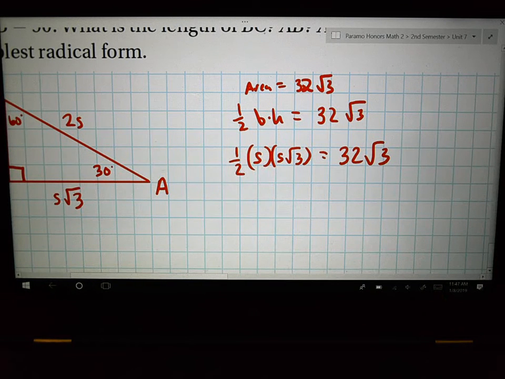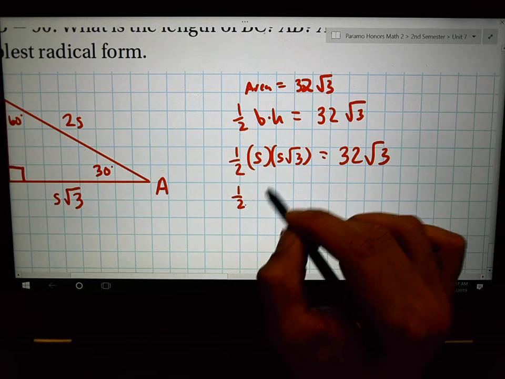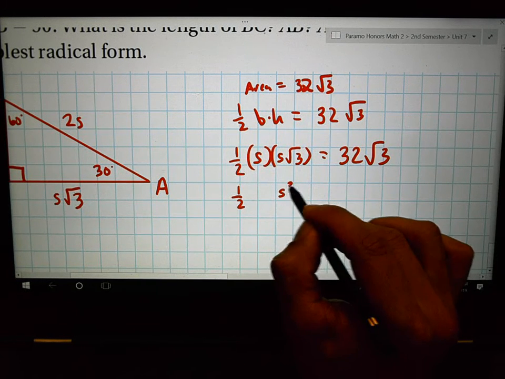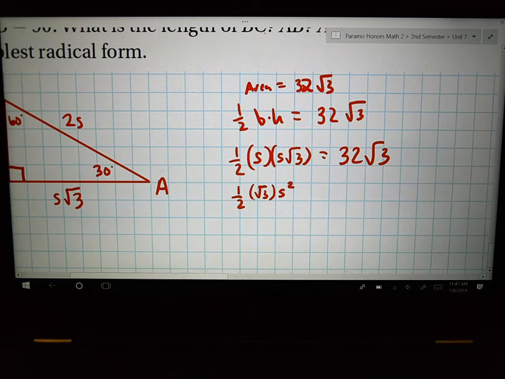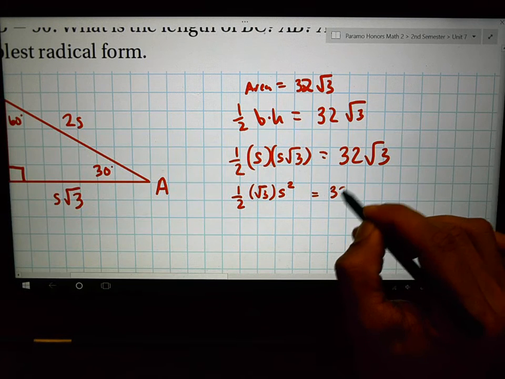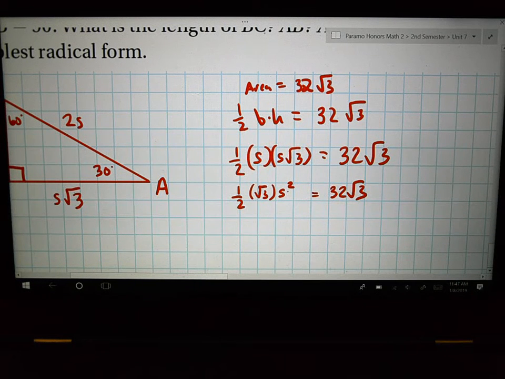But S times S root 3, I'm just going to reorder this. I'm going to do S times S. I have 2 factors of S. And then I have this root 3 that's multiplying. I'm just going to put it like that. I'm just reordering it. Multiplication can be done in any order. A times B times C is the same thing as C times B times A. And I have 2 factors of S, so S squared is how I put that together. I just moved the root 3 over. It's still multiplying.